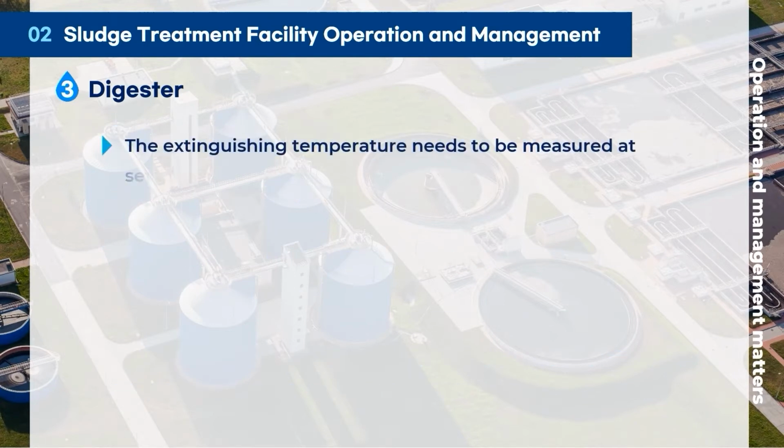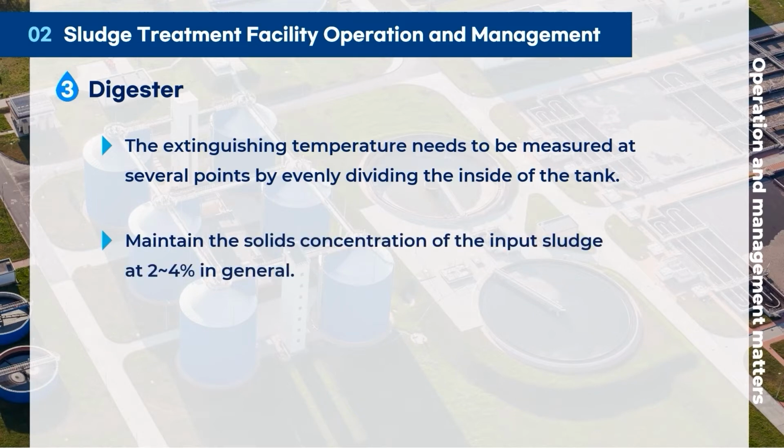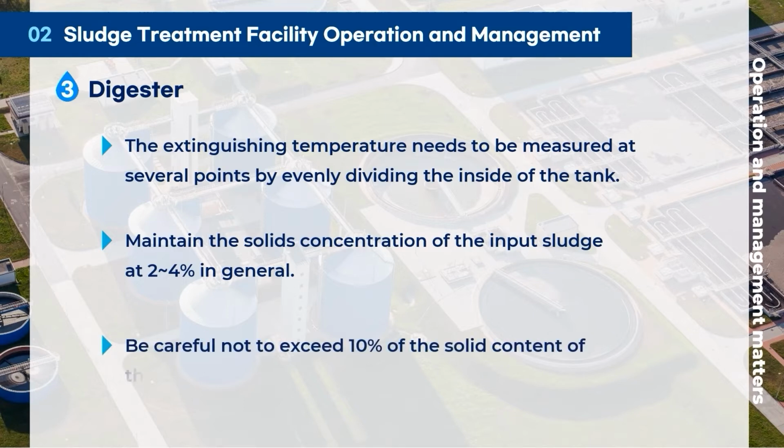Digestion temperature should be even throughout the tank, and it should be measured at multiple locations. In general, solids concentration in injected sludge must be maintained at 2 to 4%. Care should be taken to make sure that the solids content of injected sludge does not surpass 10% of the total solids in a single tank.